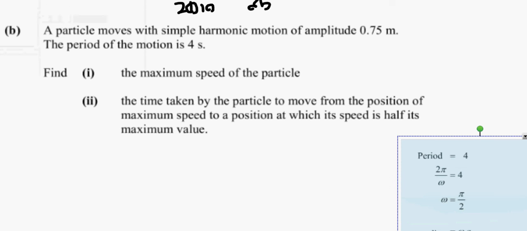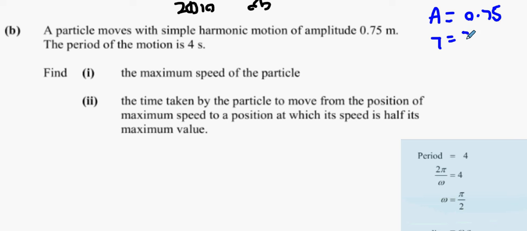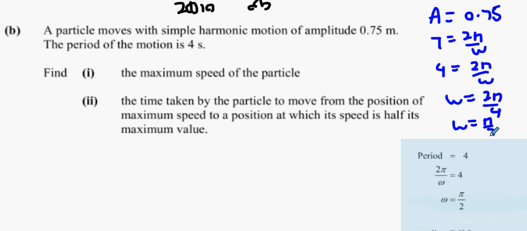Alrighty. A particle moves in simple harmonic motion of amplitude 0.75. A equals 0.75. The period of motion is 4. T equals 2 pi over omega. T is 4. Omega equals 2 pi over 4. Omega equals pi over 2. Done.